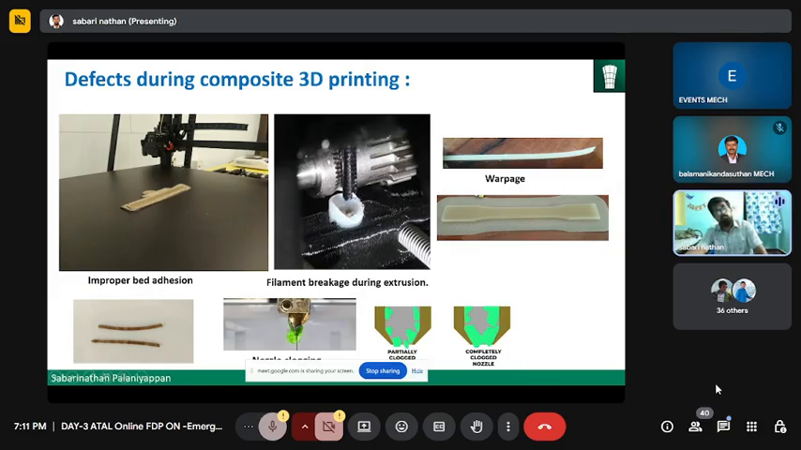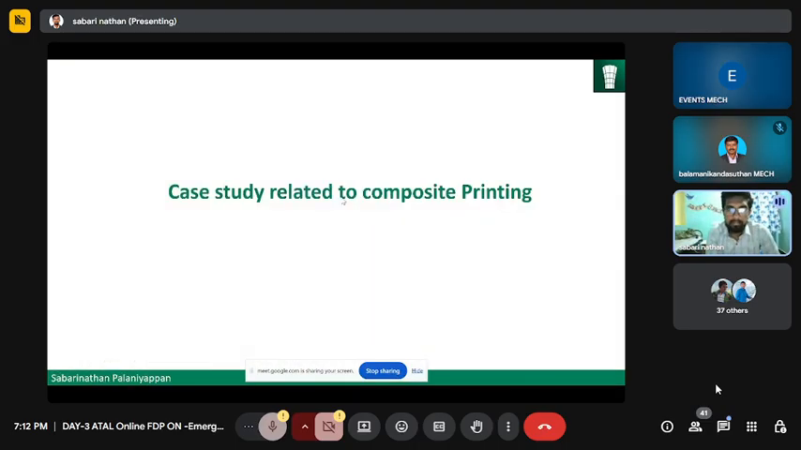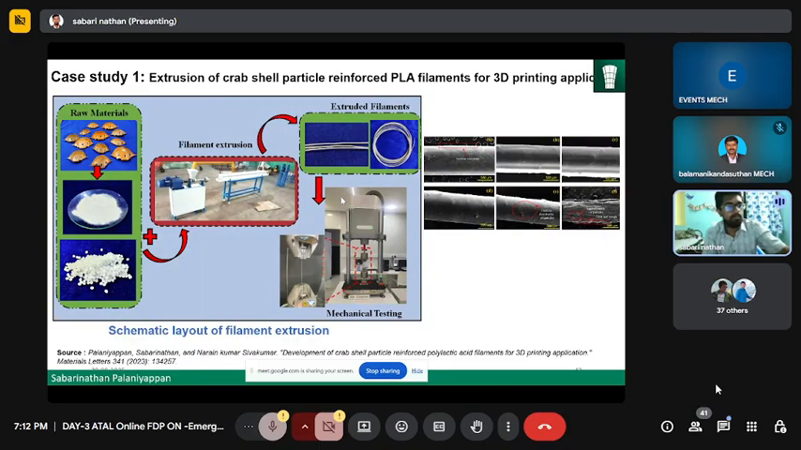If the material is very brittle, or it absorbs more moisture or humidity, the filament will break during the extrusion process itself. This can be avoided by adding some kind of plasticizer, or the material should be put in a humidifier before putting it into the printer. Okay, so case studies related to composite 3D printing.